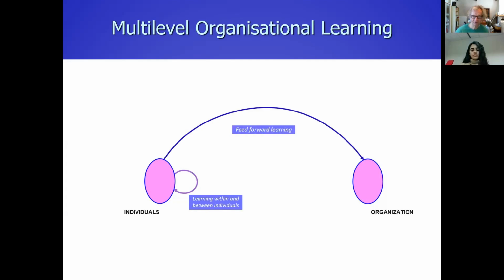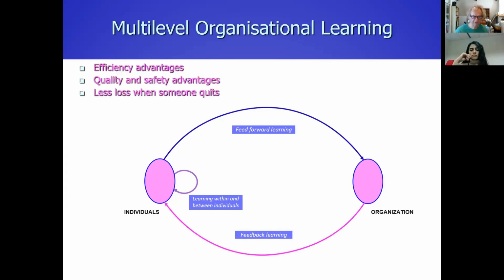That learning is sometimes called institutionalization, of this individual knowledge in an aggregated form on the level of the organization. That is called feed-forward learning. And then learning from that by individuals is called feedback learning. You can also do this with an intermediate level of teams.